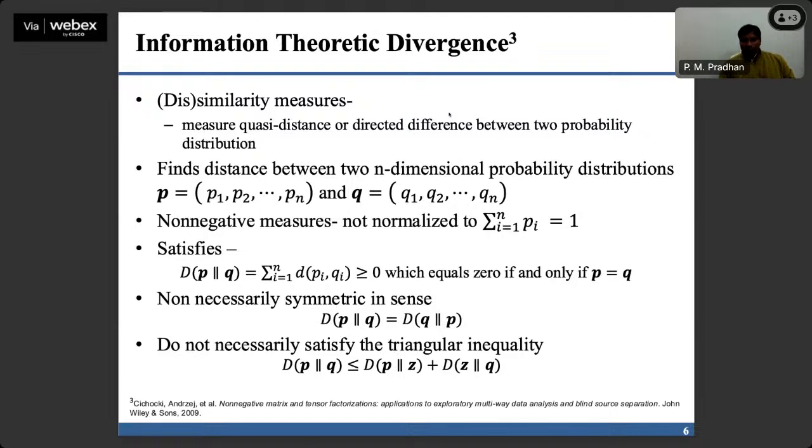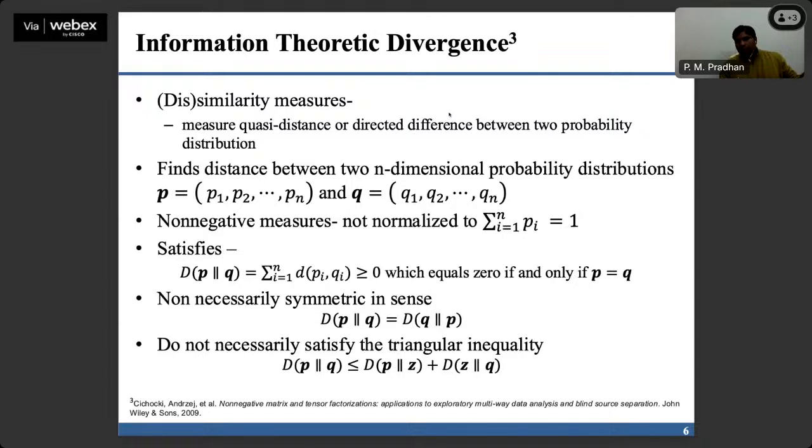So the divergence criterion finds the distance between two n-dimensional probability distribution functions. Let's say P and Q in bold letters. Let's say these variables represent the two distribution functions, and the non-negative measures, so it's a positive measure. Okay, it measures the quasi distance or the distance between two PDFs. So the non-negative measures, it's not normalized to one. So we do not know, because you have taken only, let's say, 100 samples out of the complete signal.